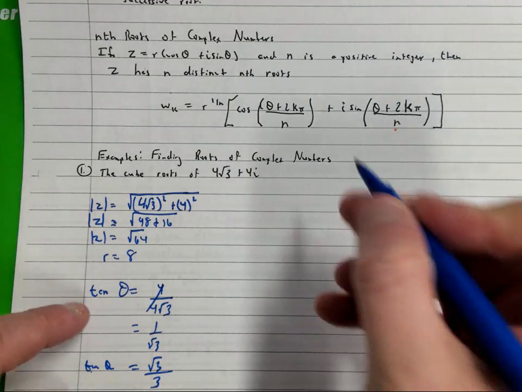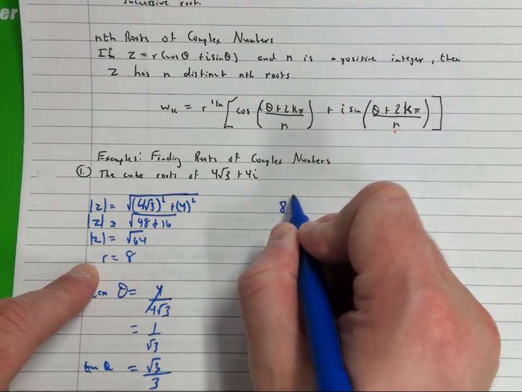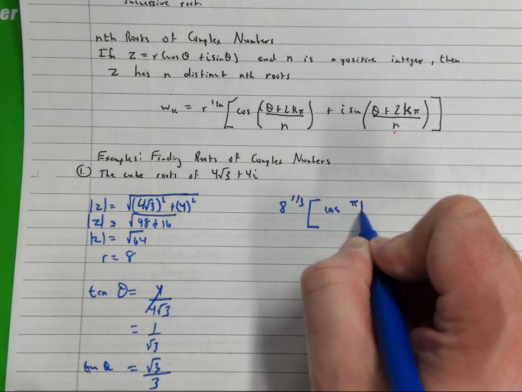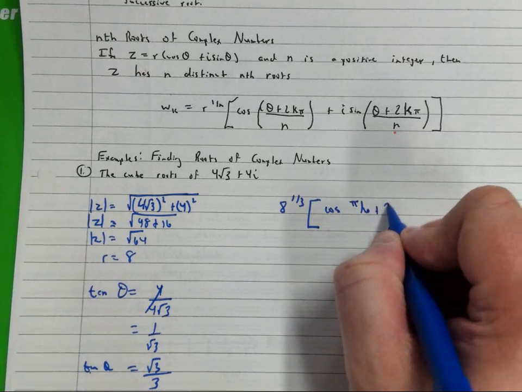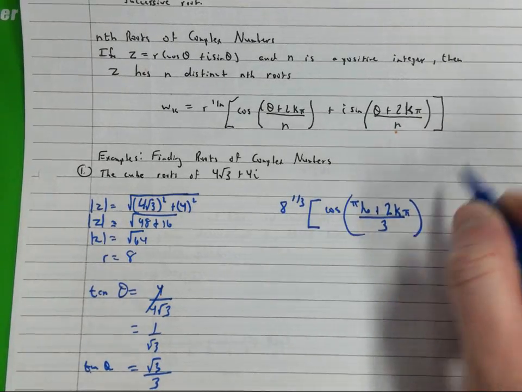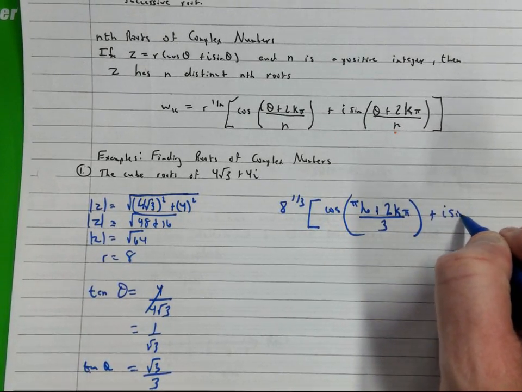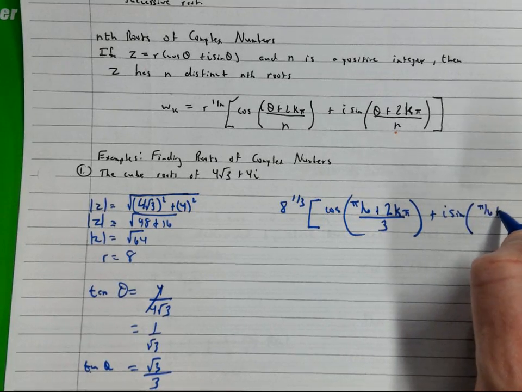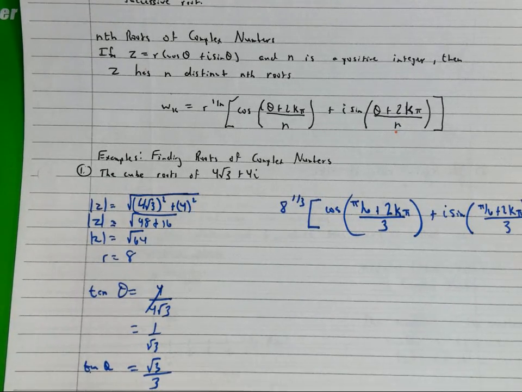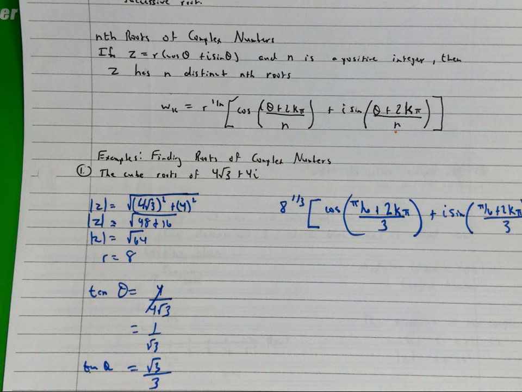So, I'm going to write 8 to the 1/3 times cosine of pi over 6 plus 2k pi, all over 3, plus I sine of pi over 6 plus 2k pi, all over 3. And the way I got the 3 depends on the root. If they had said 4th root, I would put a 4 right here, and I would put 1 over 4. If I said 5, that'd be 1/5, and 5.